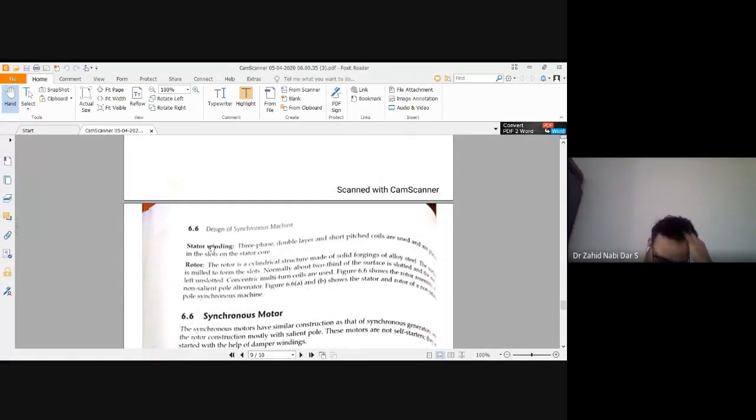In the stator winding, what we are utilizing is three phase, double layer, and short pitch coils, placed in the slots on the stator core. So double layer is used. Till now I think you must have studied single layer winding and double layer winding in your CADM class.